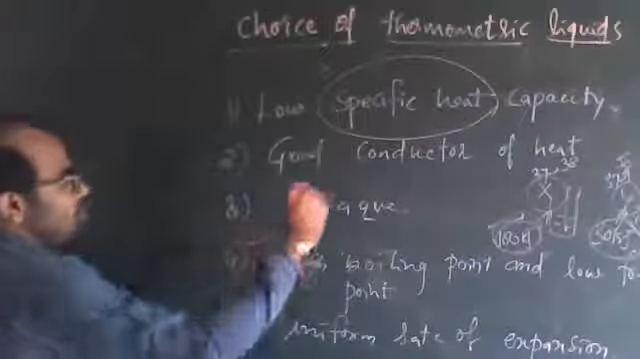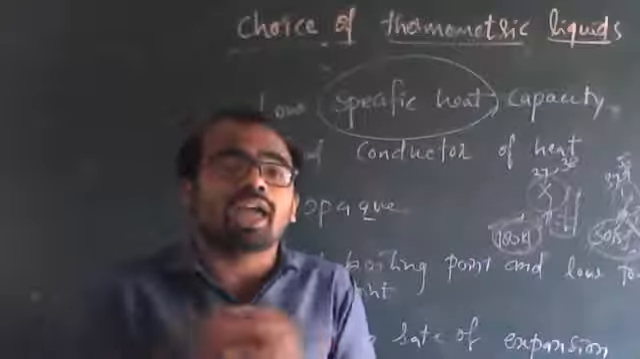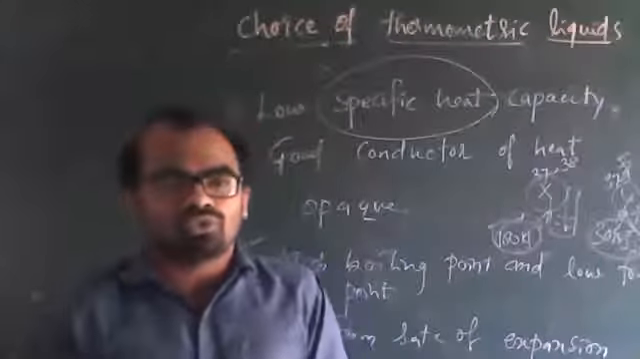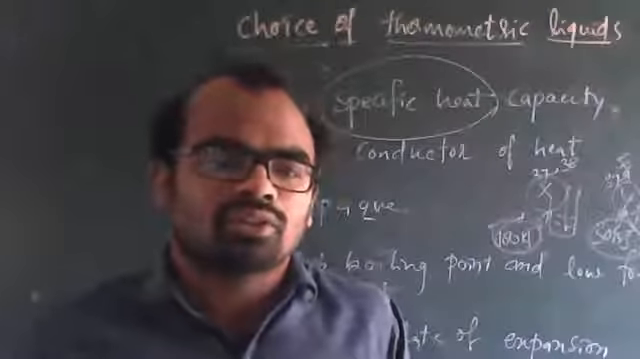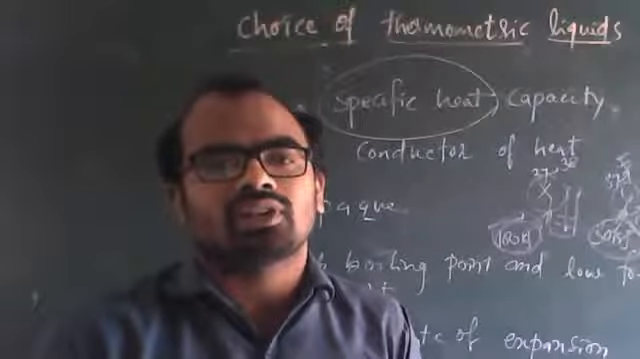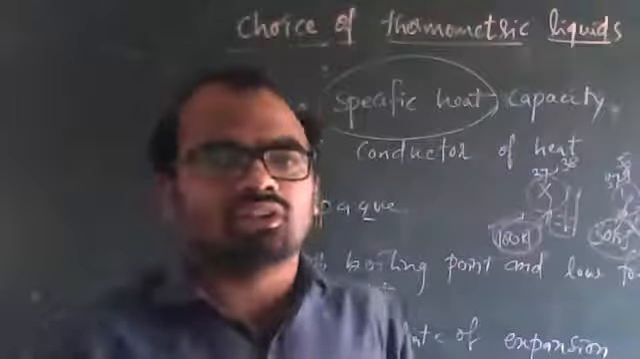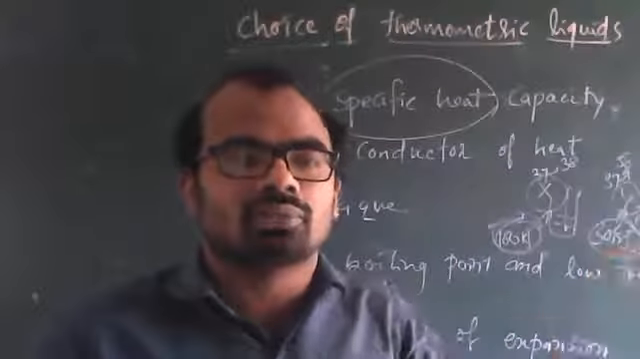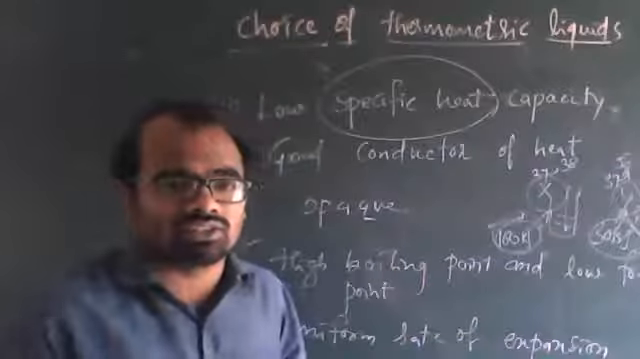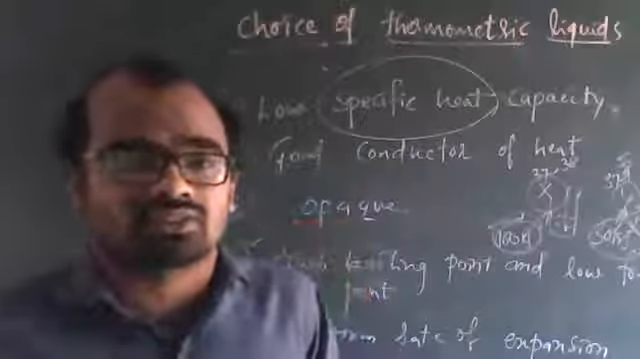Fourth one, high boiling point and low freezing point. It should have high boiling point and low freezing point. Why? Suppose you want to measure the temperature of 100 degrees Celsius, that is boiling water. Then it should have more than 100 degrees boiling point, and only then it records. Otherwise, if it is boiling at only 80 degrees Celsius, then it will boil and go at 80 degrees Celsius. You will not at all reach 100 degrees Celsius.